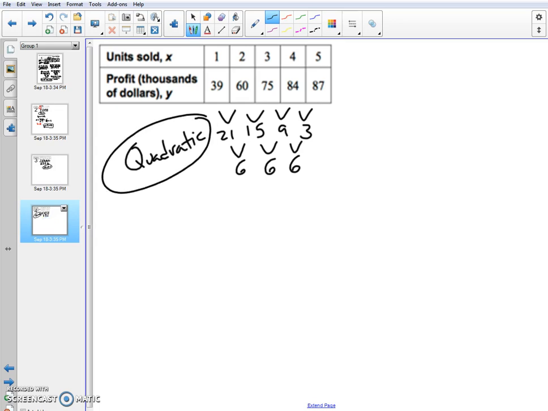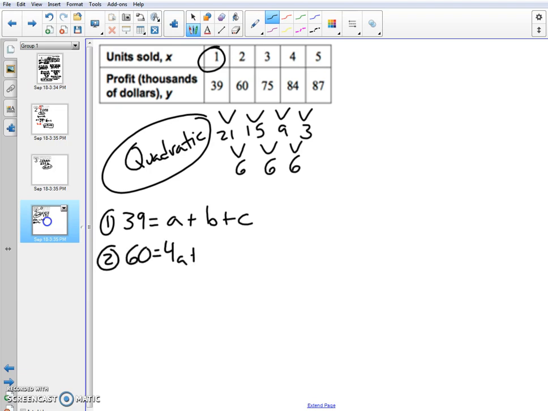So now I want to set up my system. So I'm going to pick that first point there. So I have y equals, so if my x is 1, 1 squared is just 1. It's just going to be a plus b plus c. Equation number 2 then, I'll go with the next point. So 60 equals 4a plus 2b plus c. 3 then, I'll pick that third point. Okay, so I've got my 3 equations here.